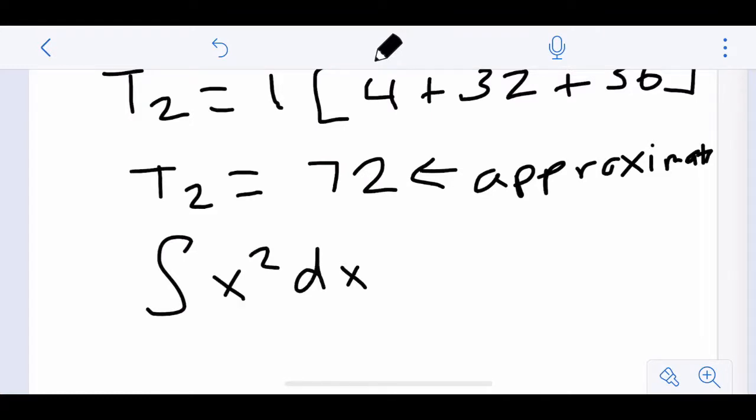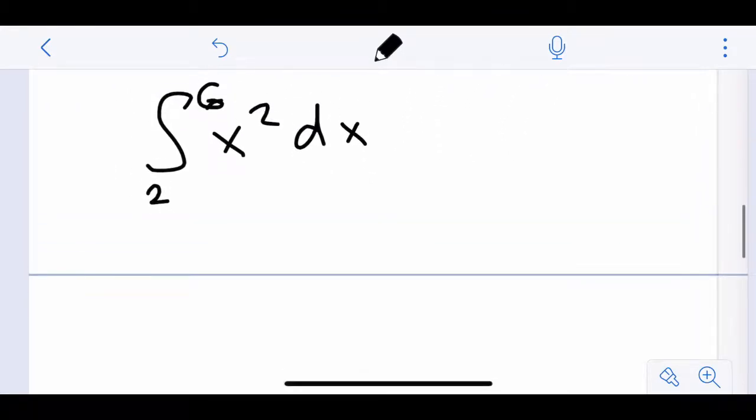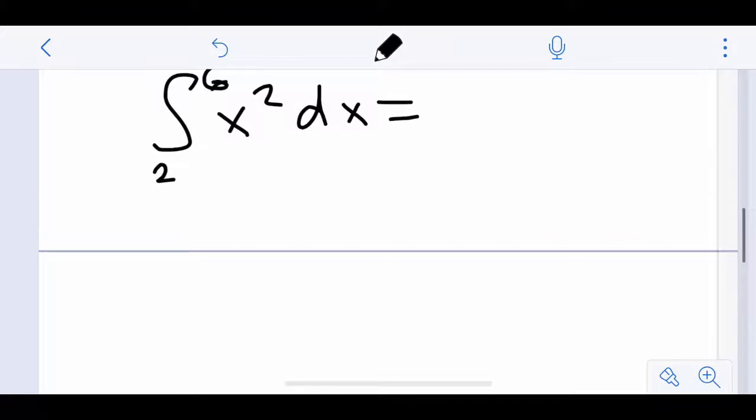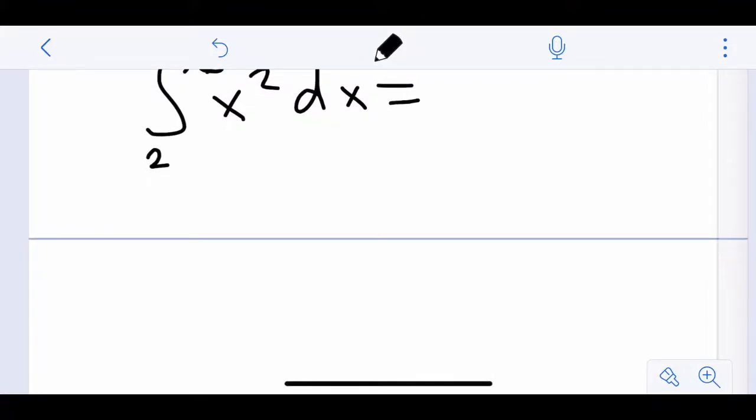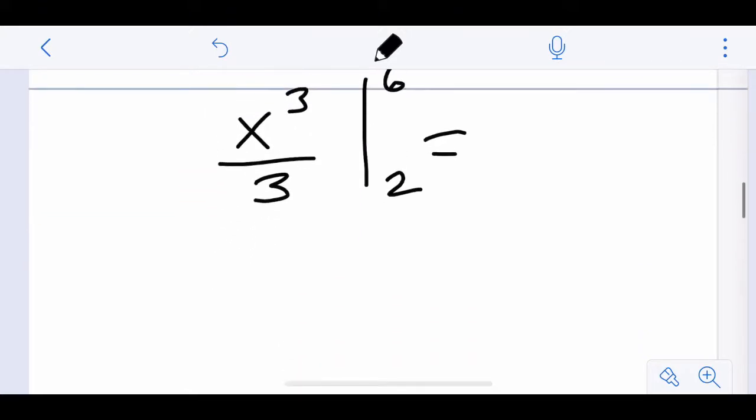We're going to take the integral to see if our approximation is close enough to the accurate answer. So our bounds are 2 to 6 of x squared dx. Let's solve this integral. We have to find the antiderivative of x squared. The antiderivative of x squared would be x cubed over 3, because you add 1 to the power of 2 and then divide by the same power, which is 3.